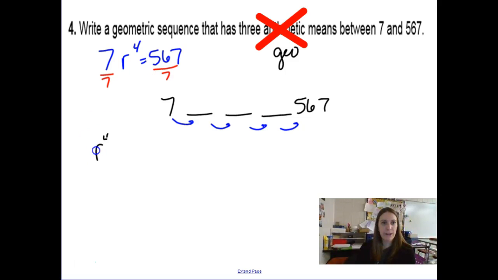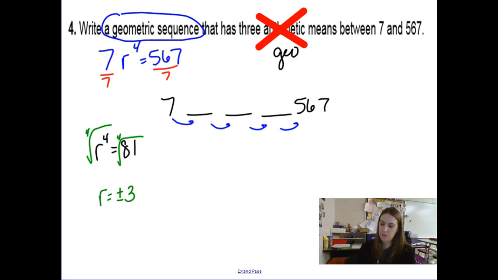So r to the 4th power equals 81, looks like. Now, this one's kind of unusual, because we're going to fourth root this, or take it to the 1/4 power. And fourth root's an even root, which means it's technically plus or minus, right? So this is actually plus and minus 3. And it does say write a geometric sequence.